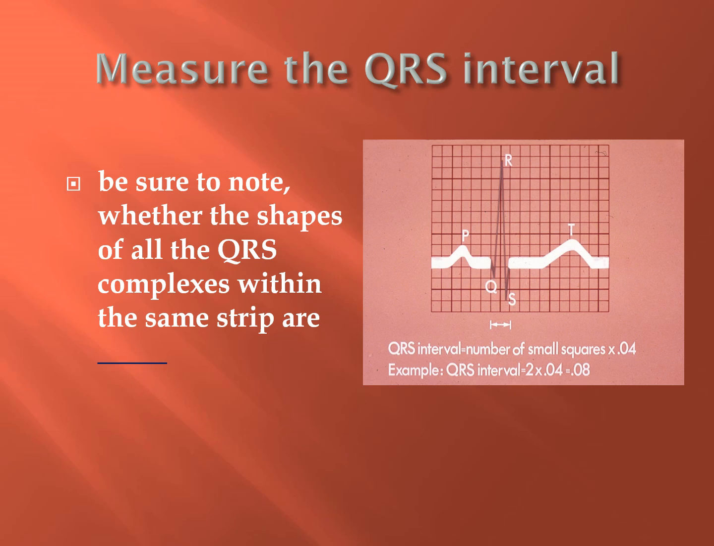Be sure to note whether the shapes of the QRS complexes within the strip are the same throughout. So that's something that you can look at. We're looking at how similar they ultimately are to each other.